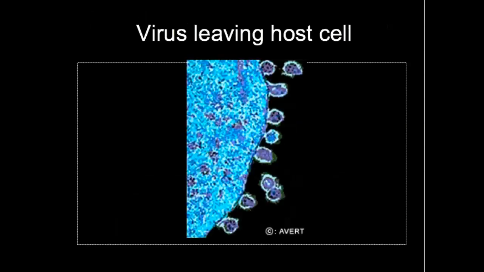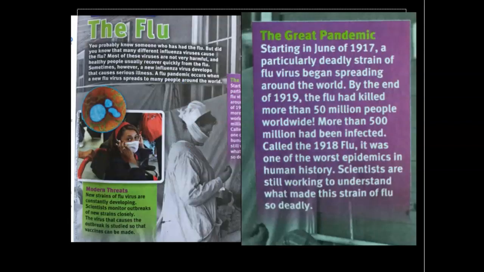But when you look at this, once upon a time, one of these viruses went into the cell and then it multiplied, and it multiplied so much that they burst out of the cell when it broke open. So let's look here. Here we have the Great Pandemic of 1917. This was the flu. It was a particularly deadly strain of the flu virus, and it began spreading around the world. You've probably heard about this one in the news. By the end of 1919, the flu had killed more than 50 million people worldwide.